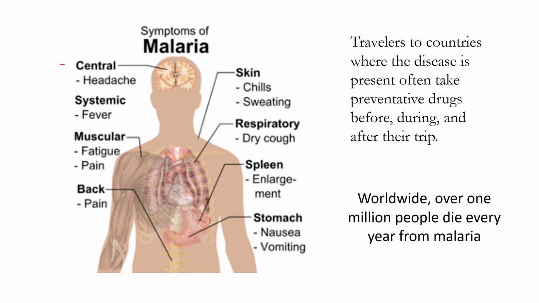You'd have a central headache, a systemic fever, muscular fatigue and pain. You're going to hurt for no reason. Back pain. You'll start getting chills and sweating. You'll get this dry cough in your respiratory system, and then your spleen will enlarge, and then you're going to start vomiting and feel really sick. Over 1 million people die every year from malaria.